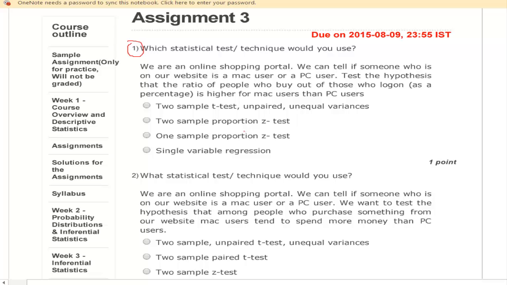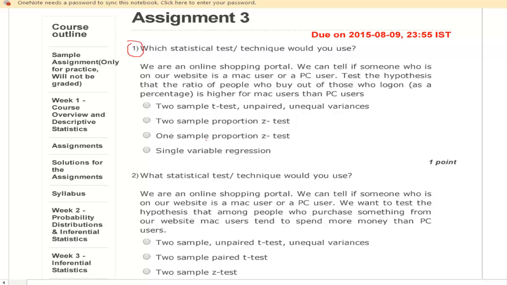We are an online shopping portal, and we can tell if someone who comes to our website is a Mac user or a PC user. From the IP address, you can say it's a Mac or a PC user. And we want to test the hypothesis that the ratio of people who buy out of those who log on is higher for Mac users than PC users.